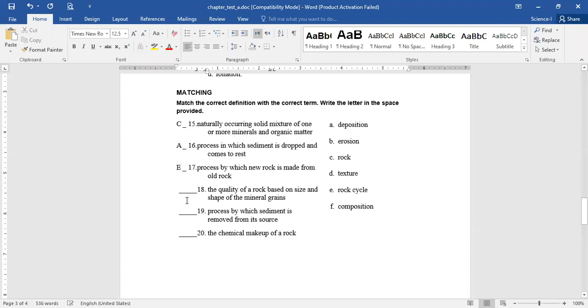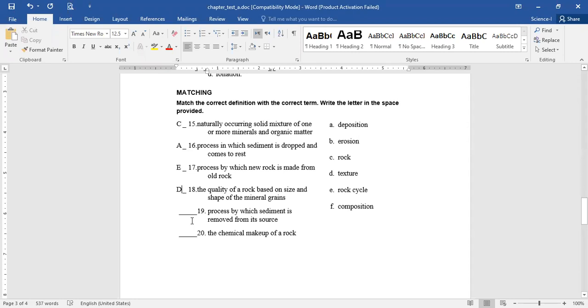Then question 18. The quality of rock based on size and shape of mineral grains. So what do we call this? D. Texture. Yes, D. Texture. Good.